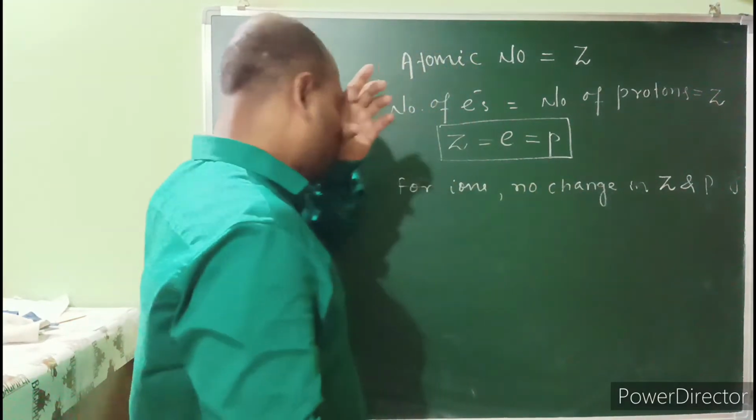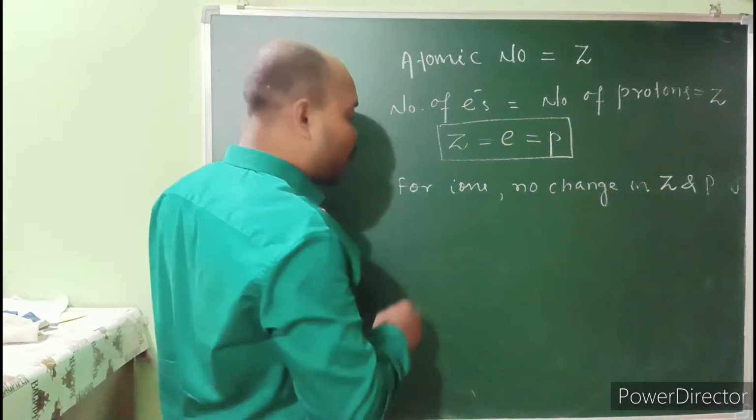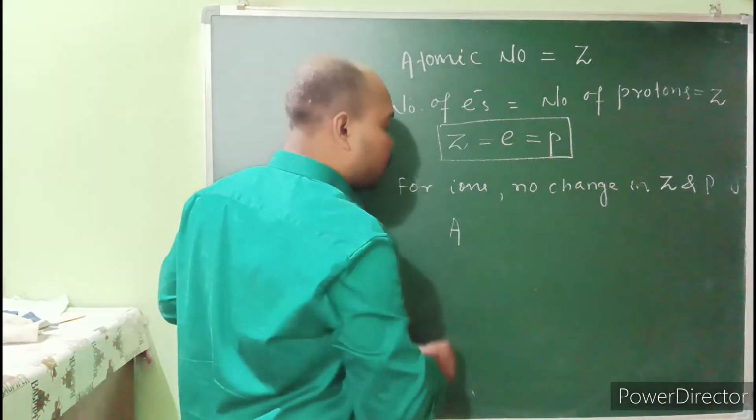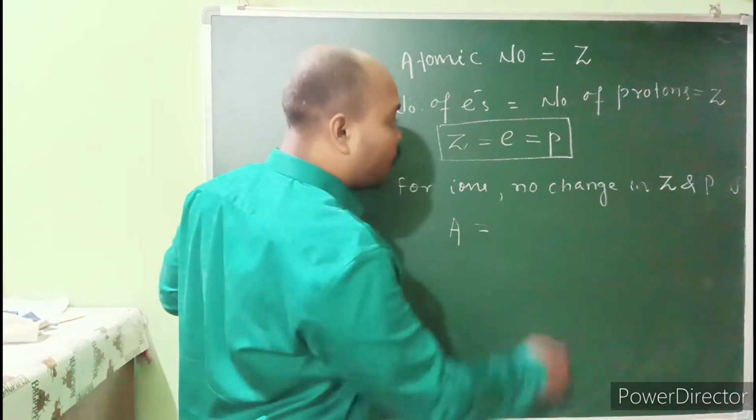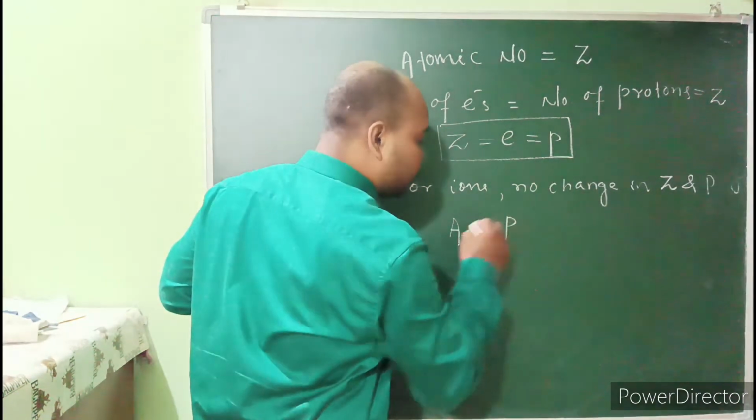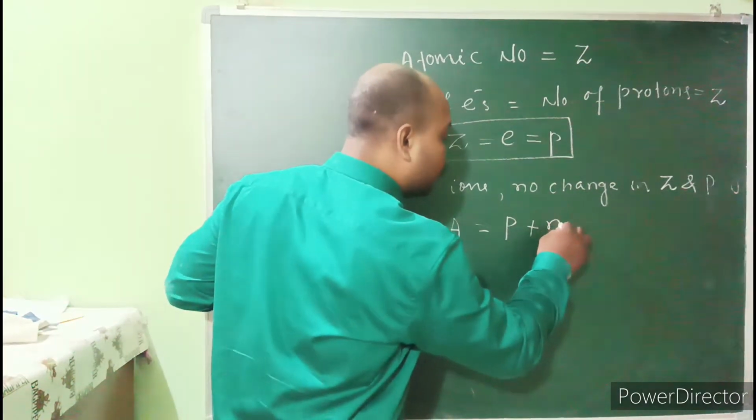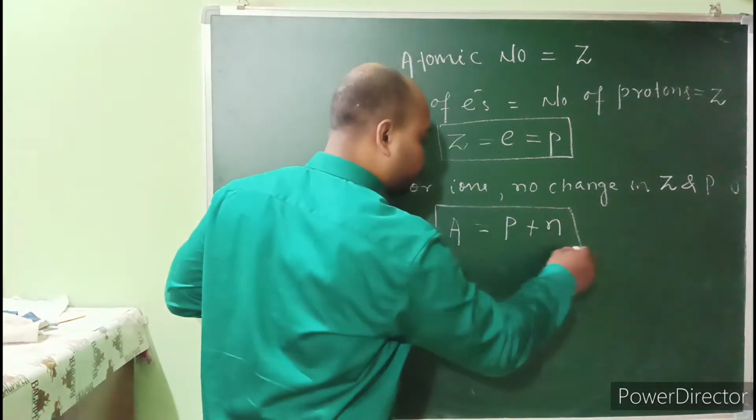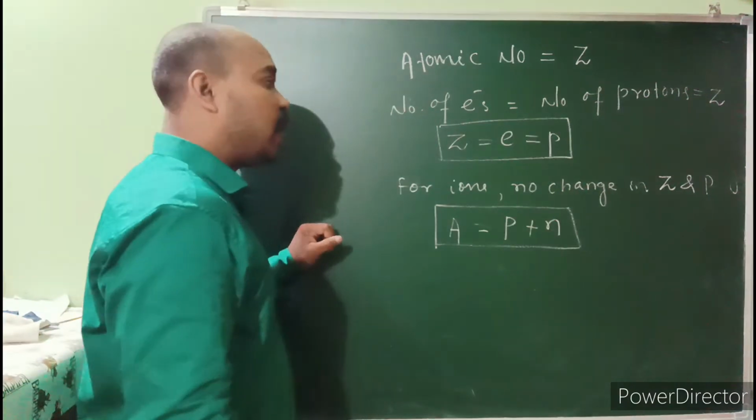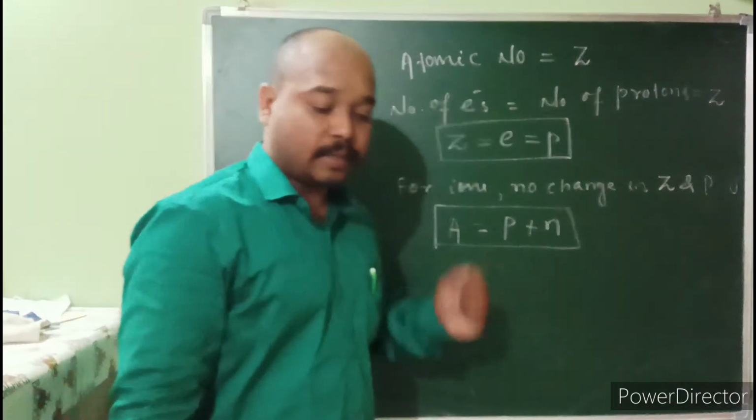The second one is that the mass number is equal to the number of protons present in that element plus the number of neutrons present in that atom. This is another relation he gave.